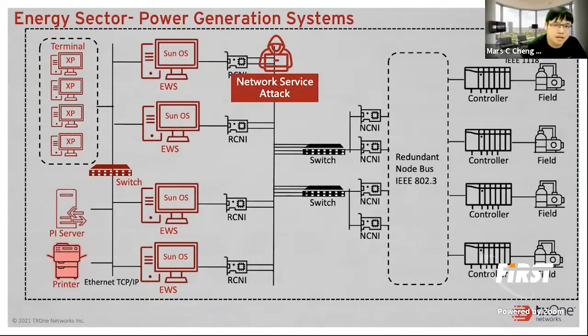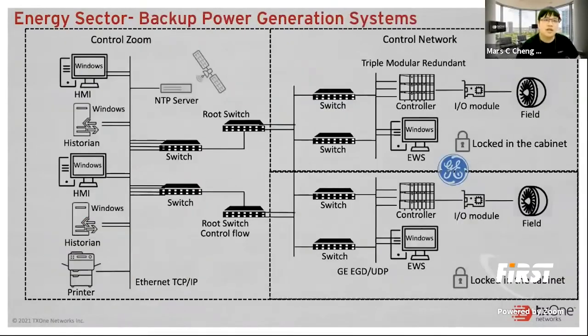And we find many network service attacks on the printer, the PI server, the switch, some OS and Windows XP. There are many known and one-day vulnerabilities that can be exploited by attackers. We also have some small scenario demos later. The second power system is about backup power generation systems. We know it is a very large system, because usually a power plant has some backup power systems.